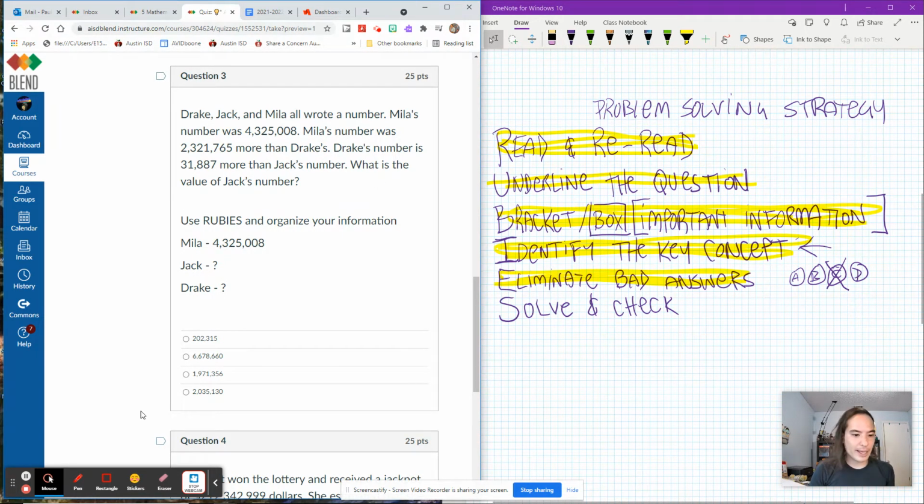All right, so let's go ahead and underline our question. What is the value of Jack's number? We've done the R, we read and reread. Now we underline the question. Next thing we should do is bracket or box the important information.